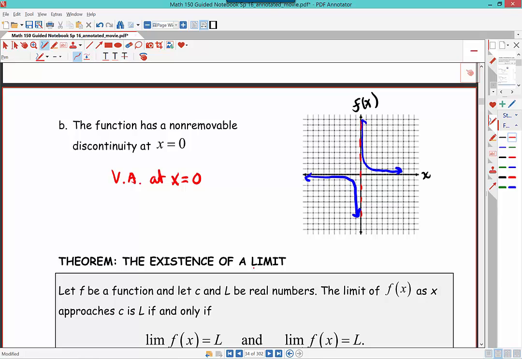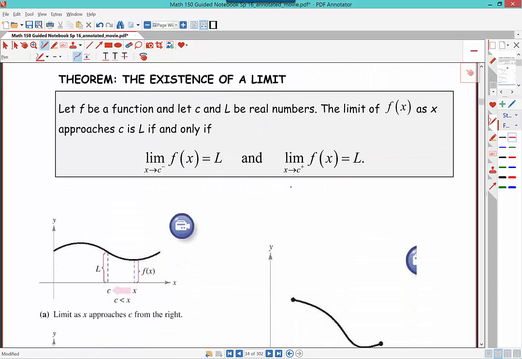All righty. The existence of a limit. So the good news here is that we've already talked about a lot of this section because we have already examined one-sided limits. So this should really click for you now since we've been working with them so much in the lectures.